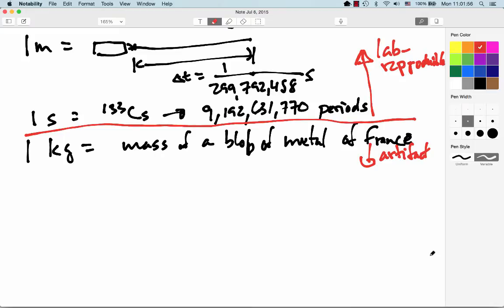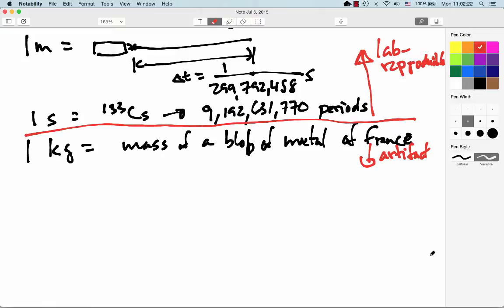Lab reproducible standards are generally considered a good idea. Pretty much any fool with $1 million can go and build as good of a meter and as good of a second as anyone else in the world. Artifact standards definitely have a problem in that, since you're referring to a specific blob of metal in France in this case, if you drop the blob of metal or something like that, you can have a problem.